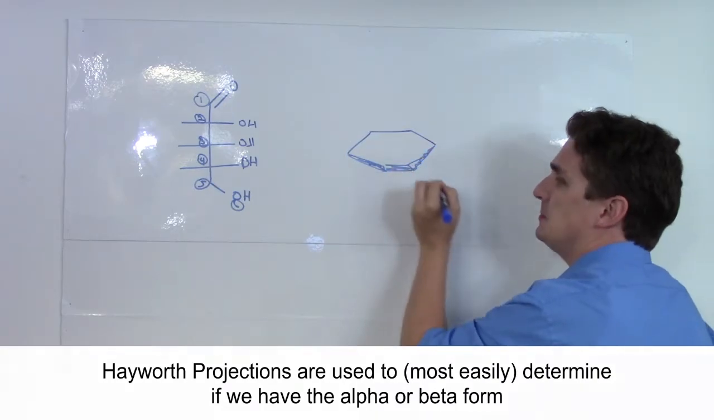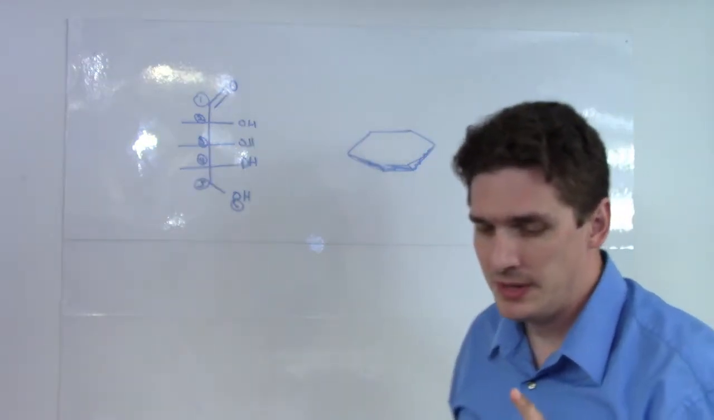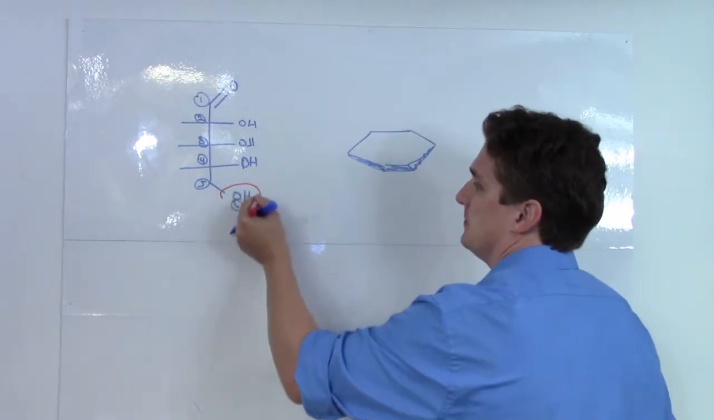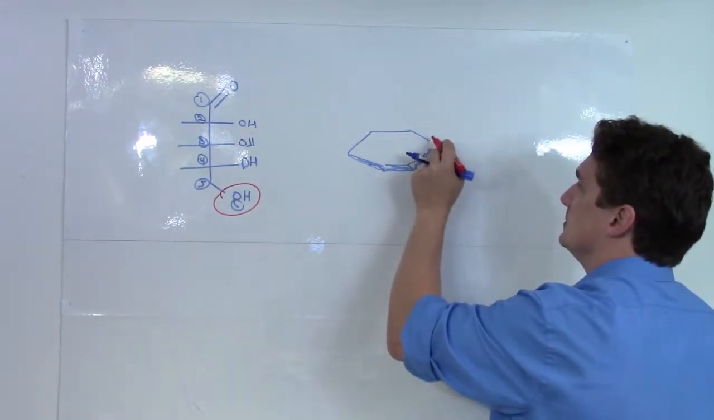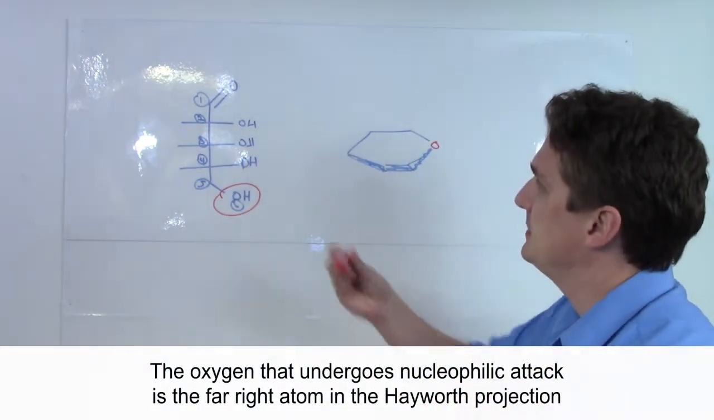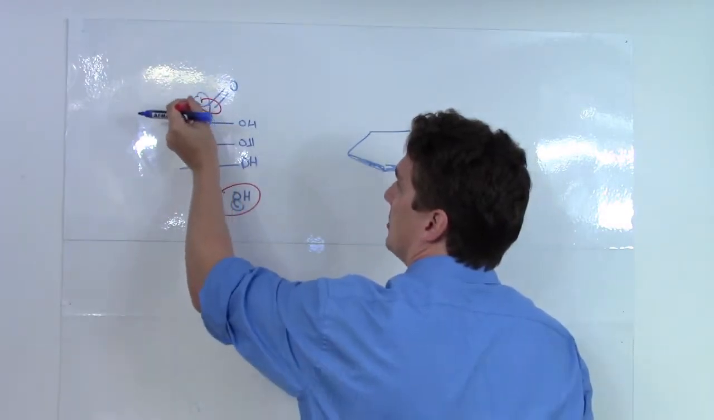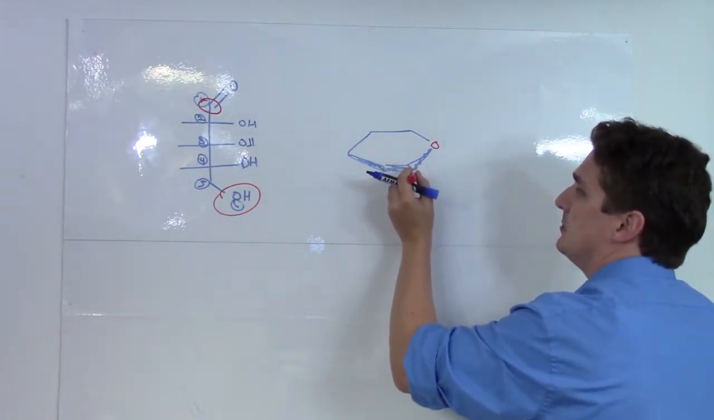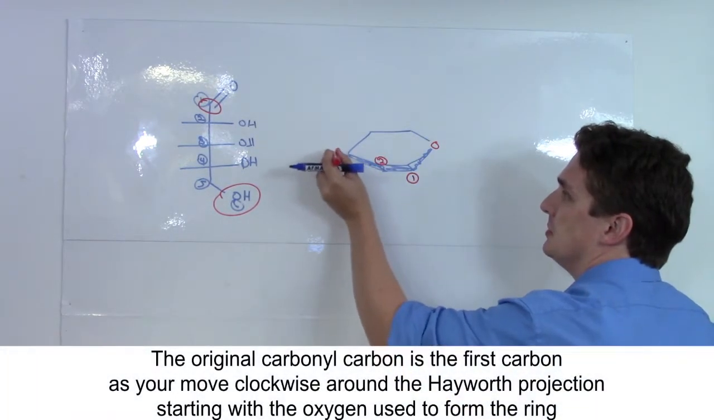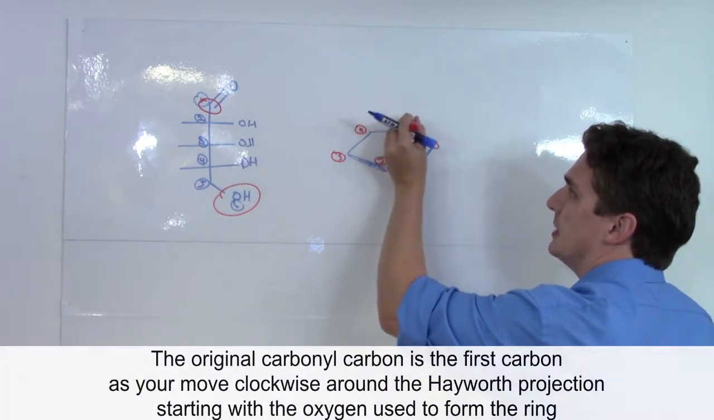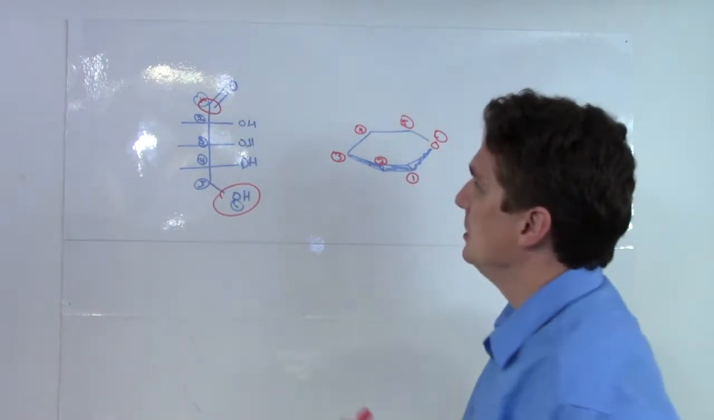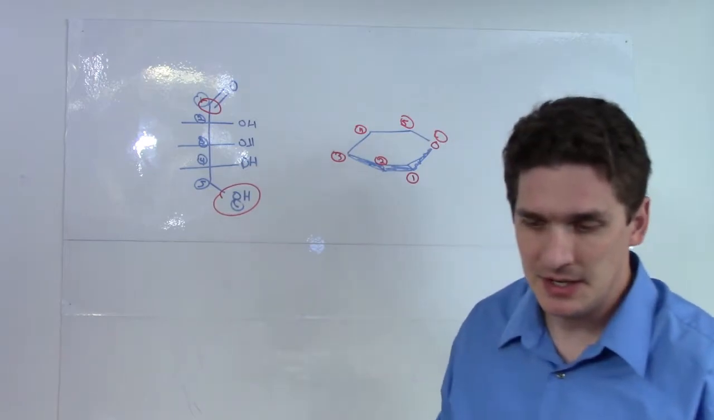And in this Haworth projection, we're going to do two very important things to keep us consistent. First of all, this oxygen here is going to form one corner of our 6-membered ring. The second is that this aldehyde carbon, this carbonyl carbon, is going to form this carbon position here. So we have 1, 2, 3, 4, 5, and 6, corresponding to our 6 positions here. 1, 2, 3, 4, 5, 6.